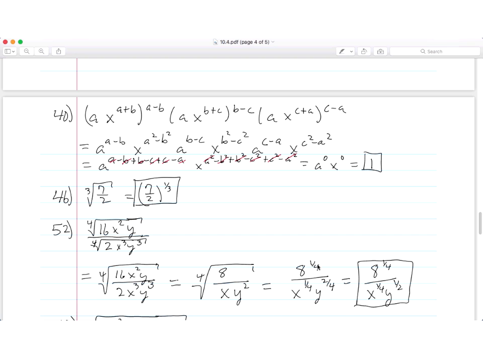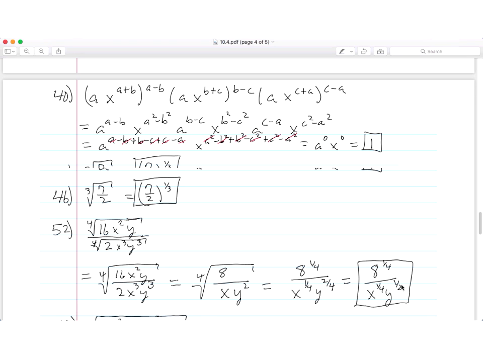And so I can raise each of these to the power 1/4. So this is 8 to the power 1/4, x to the power 1/4, y squared to the power 1/4, so that's y to the 2/4, which I can write as 1/2. So my final answer is 8 to the 1/4 over x to the 1/4, y to the 1/2.